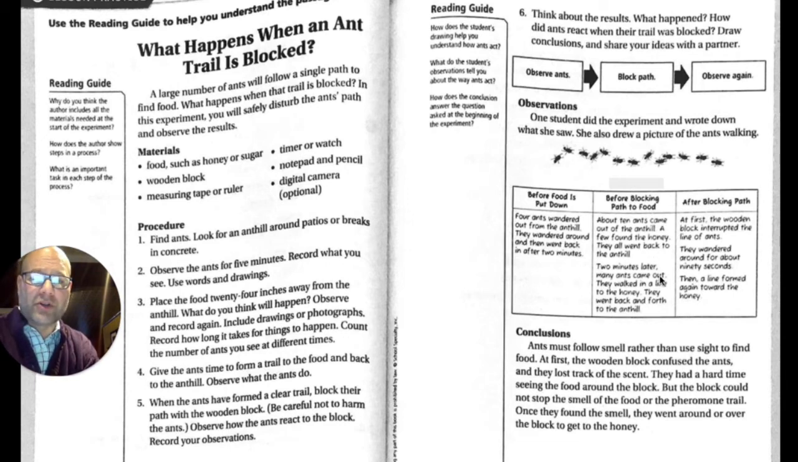One thing that she could have recorded here is whether or not it was a straight line or if it zigzagged. Definitely, and you can see here, a picture showing the line would be helpful as well.